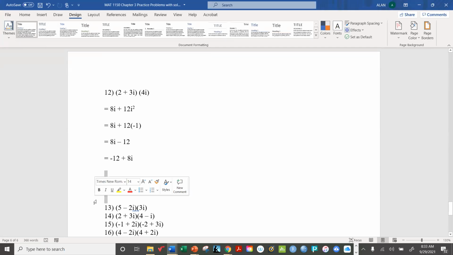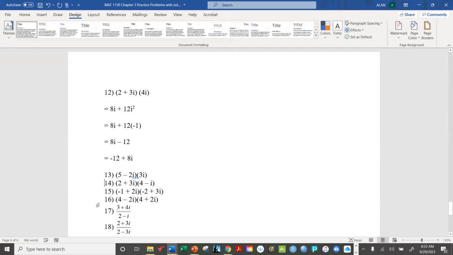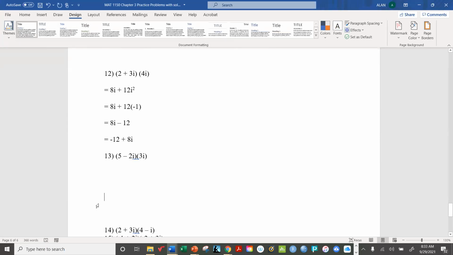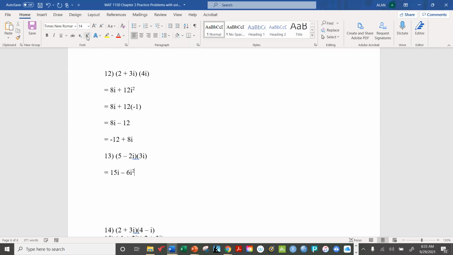Now 13, well, 13 is very similar. You're just multiplying both those terms by 3i. So you have 15i minus 6i squared. And then, of course, you can simplify that because negative i squared is -1. So it's either 15i plus 6 or 6 plus 15i. Very good.